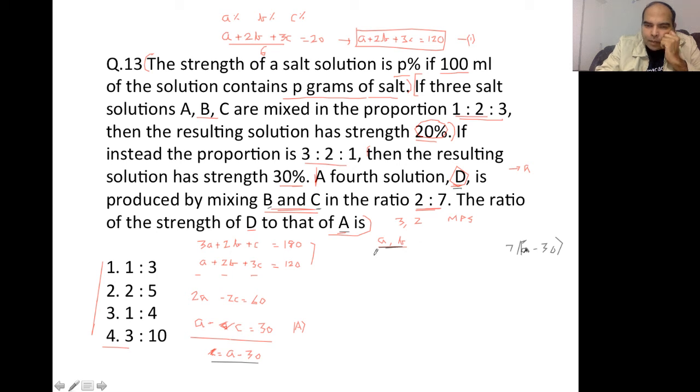For that, we'll have to eliminate C. And to eliminate C, I'll have to multiply this by 3. So I basically get 9A plus 6B plus 3C is equal to 540. And when I subtract this from that, I'll get 8A. 9A minus A is 8A.